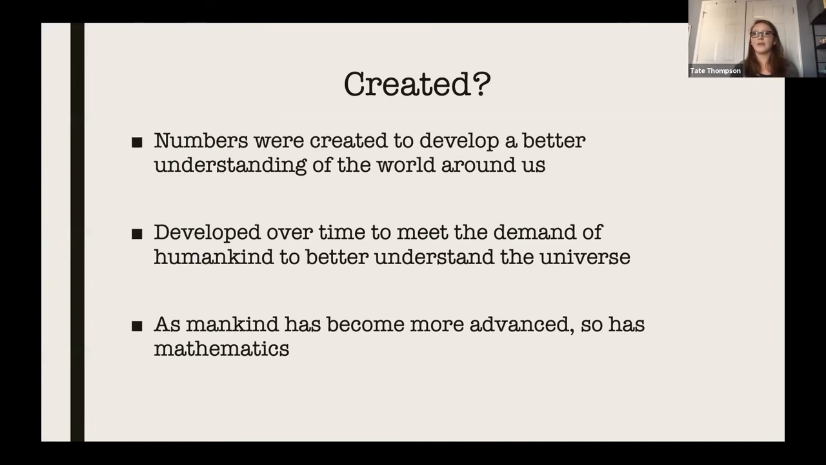Mankind, humans, have created numbers to develop a better understanding of the world around us. They are continually developed over time to meet the demand of humankind to better understand the universe. So as mankind has become more advanced, so has mathematics. This is very important for science and mathematics to be able to grow with mankind, that our numbers also develop and expand.